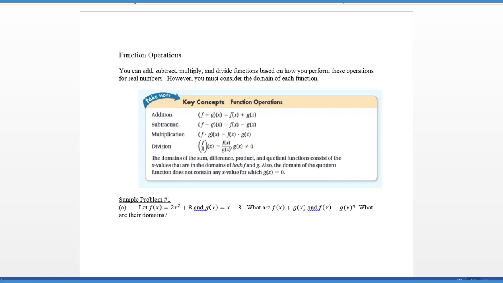Now, there is a very important note at the bottom of that referring to the domains, and it basically says the domain of the new function after combining them together through a specific operation has to be a combination of the domains for both f and g. So keep that in mind. The simple way to do this is to go ahead and do the function operation, identify the new function, and then come up with a domain based off of your knowledge of that function type.